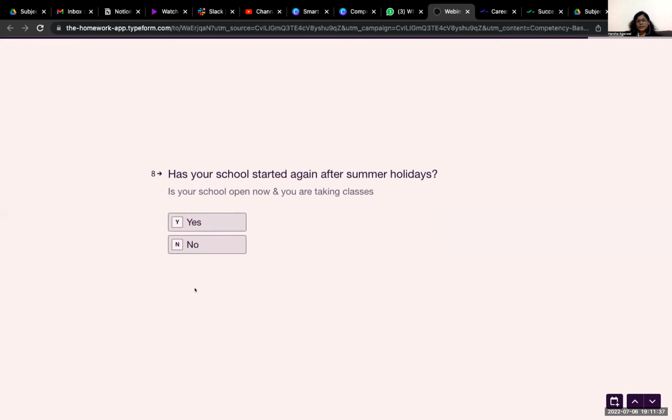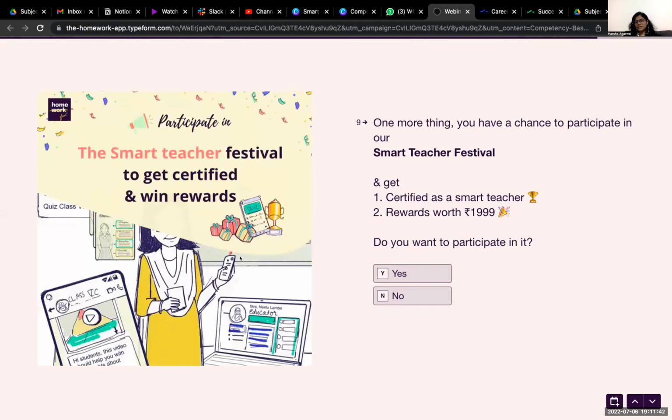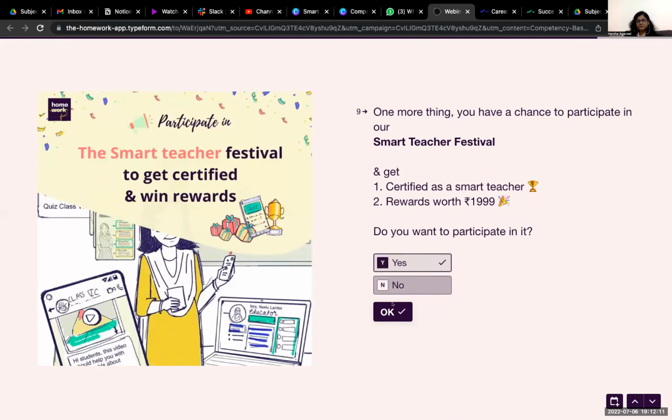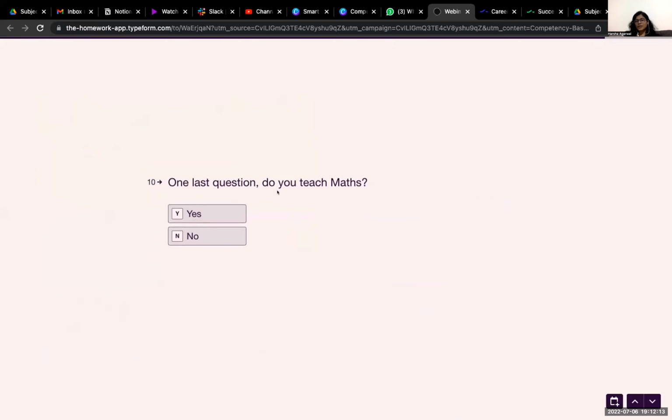Okay. Then it will ask you whether the school has started after summer holidays or not. Click on yes if it has started. And then if you want to participate in the Smart Teacher Festival, which is a competition, a festival organized by the Homework App team, which will give you a Smart Teacher certificate and the reward worth 2000, you click on yes. Only if you click on yes here, you will get the option to join the WhatsApp group. Otherwise it will not give you the option to join the WhatsApp group, and you cannot participate in the Smart Teacher Festival.